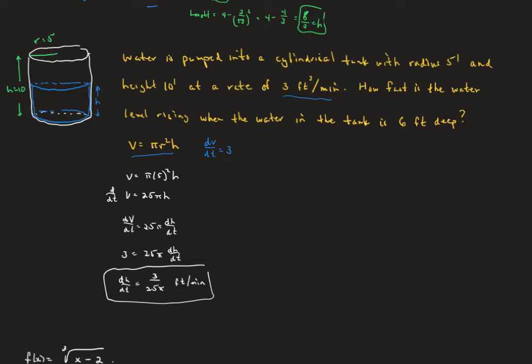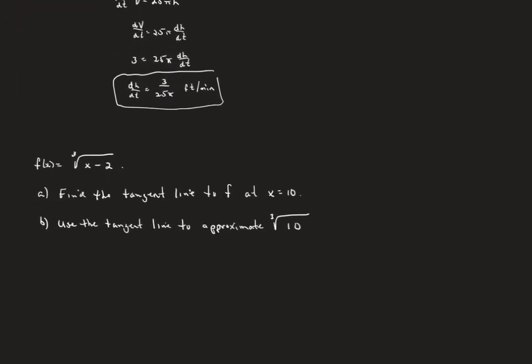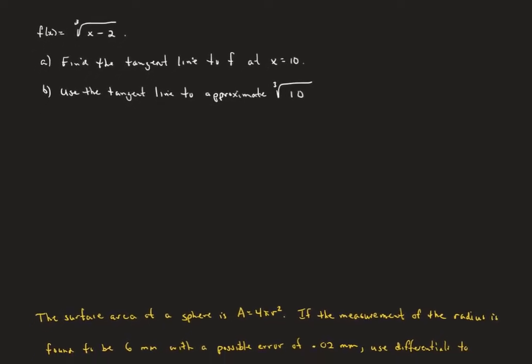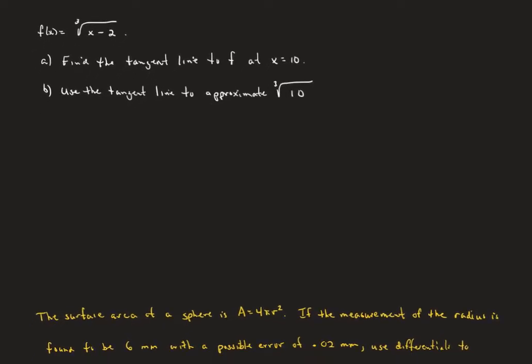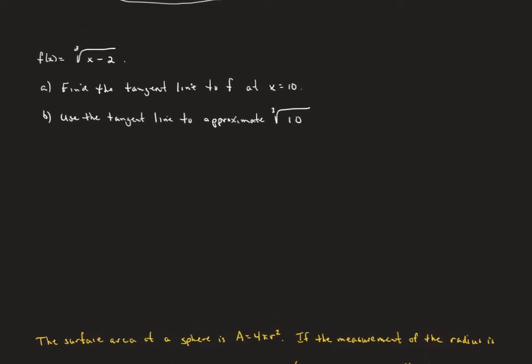Okie doke. Sliding down, looks like we have a tangent line problem here. First, we want to find the tangent line to f at x equals 10. To find an equation of a line, we need a point and we need a slope. Well, we know the x-coordinate is 10, and the y-coordinate is going to be f of 10, which will be the cube root of 10 minus 2, which is the cube root of 8, which is 2. So our point is going to be (10, 2).